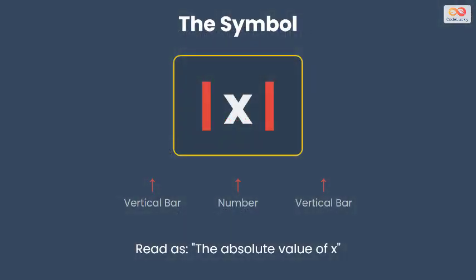In mathematics, we use a specific symbol to denote absolute value. It consists of two vertical bars placed around a number or variable. When you see x inside these bars, you read it as the absolute value of x.